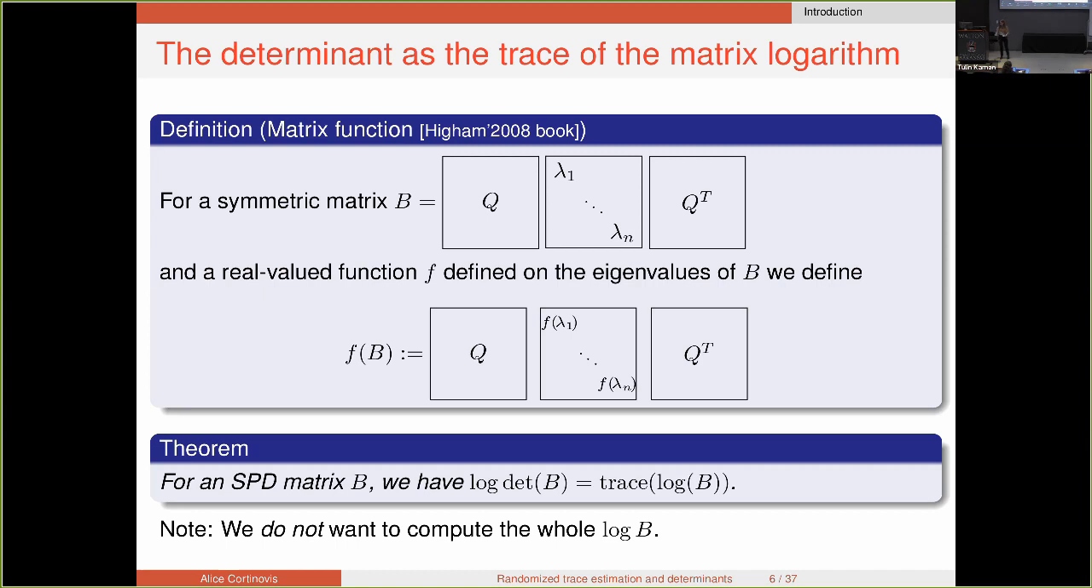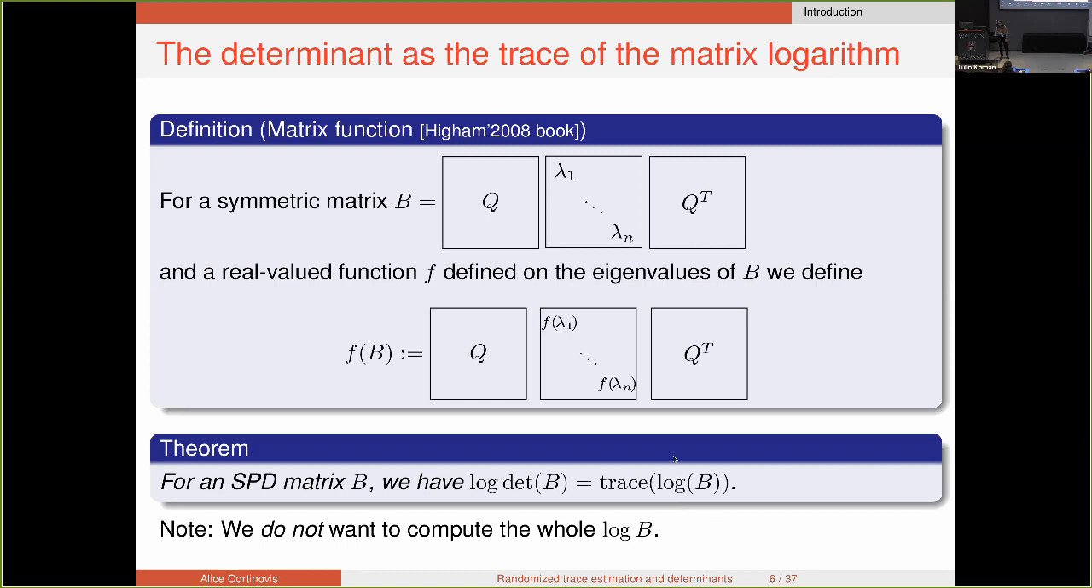And this is easy to see because the logarithm of B would be this one with log instead of f. So its trace would be the logarithm of lambda 1 plus the logarithm of lambda 2 and so on. And on the left-hand side, the determinant is the product of the eigenvalues. So if you take the logarithm of a product, you're just getting the sum of the logarithms of the eigenvalues.